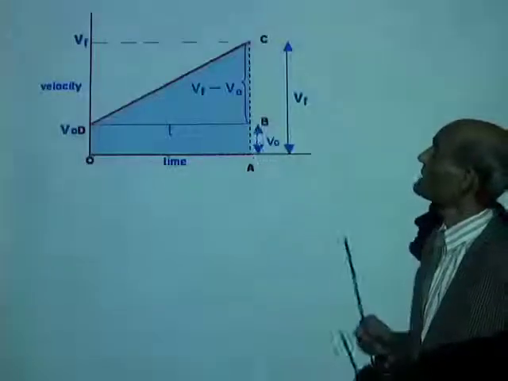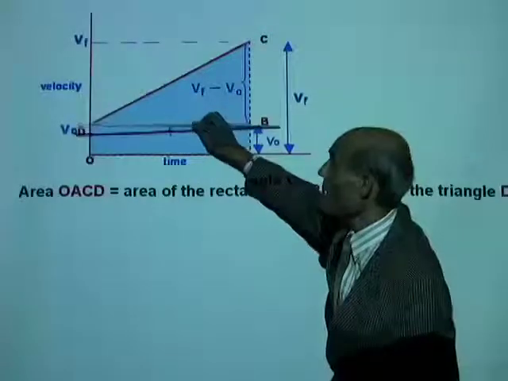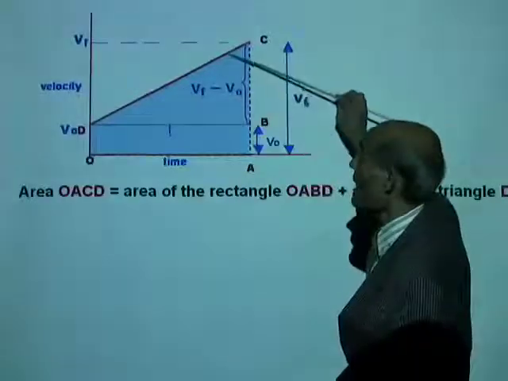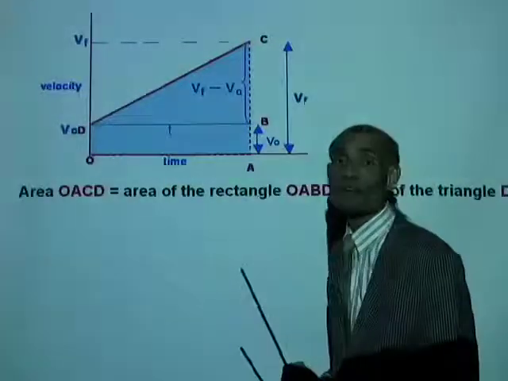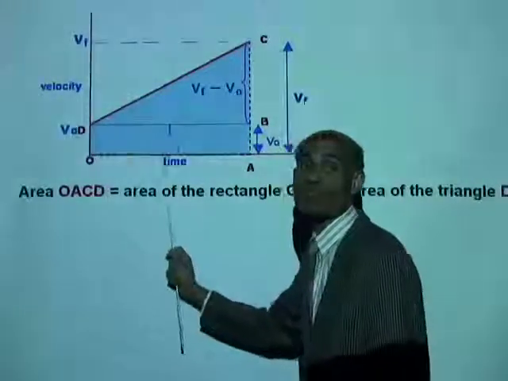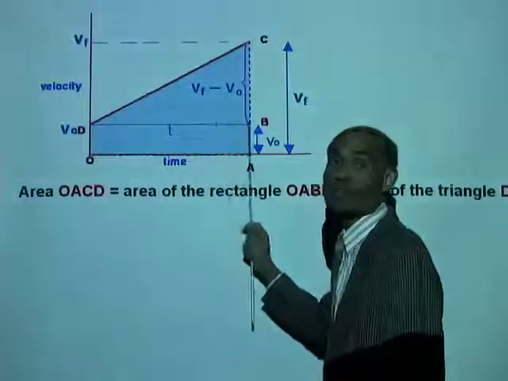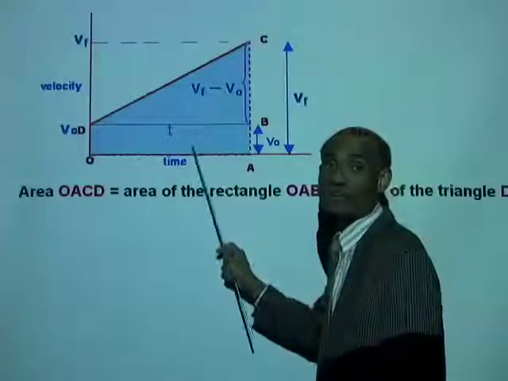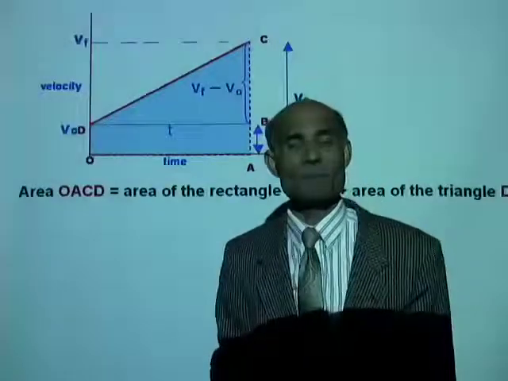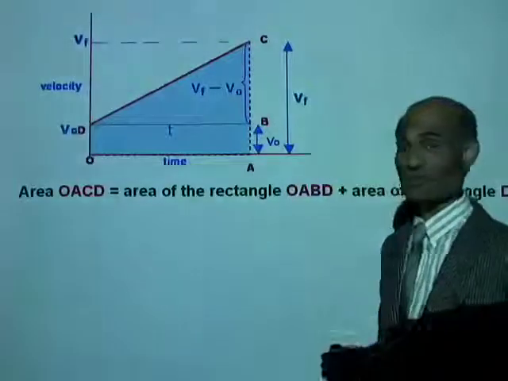Well, let's look at that area. This area can be divided into two parts. It is made up of this rectangle and this triangle. So in order to obtain the total area, I need only write down the equation for the area of the rectangle and then the equation for the area of this triangle. Add them together, I get the total area. And what does the total area represent? It represents the displacement of the object or the particle.